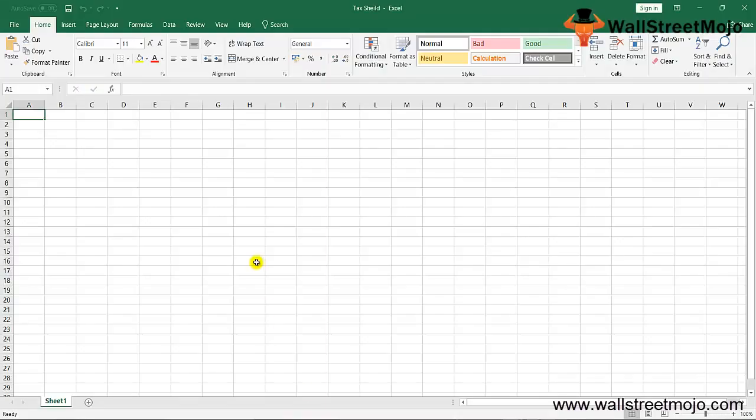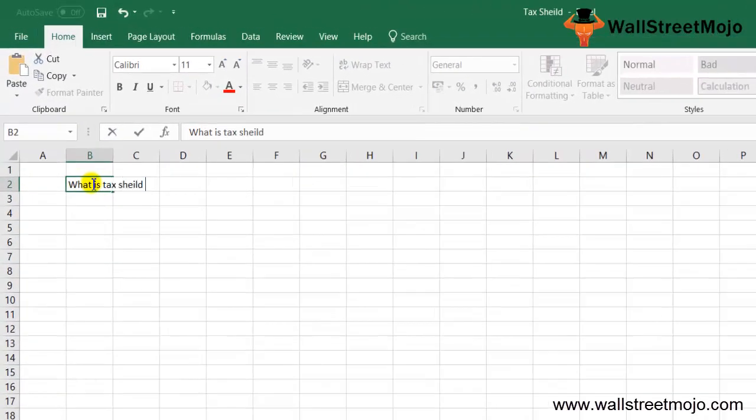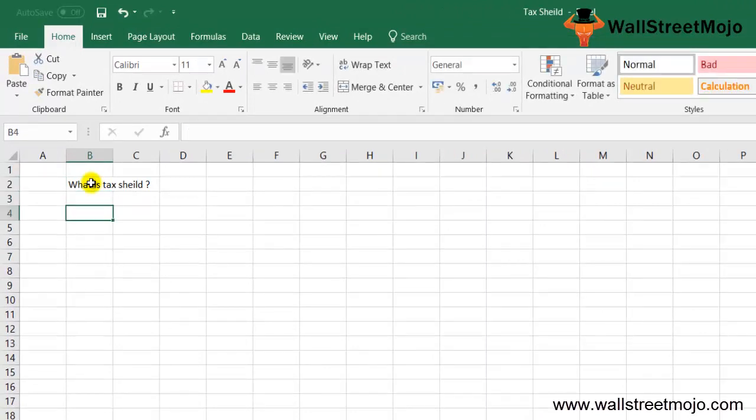So first, let's get into what a tax shield is. That is the first and foremost thing. A tax shield is basically a reduction in the taxable income for individuals or for corporations, achieved through claiming allowable deductions such as interest, medical expenditures, charitable donations, amortizations, and depreciations. It reduces taxpayers' taxable income for a given year or defers income taxes into future periods.